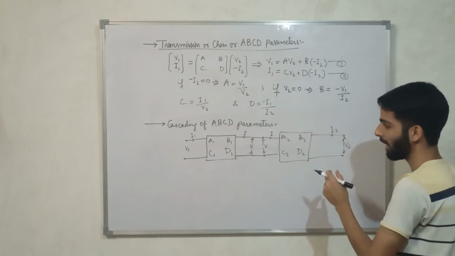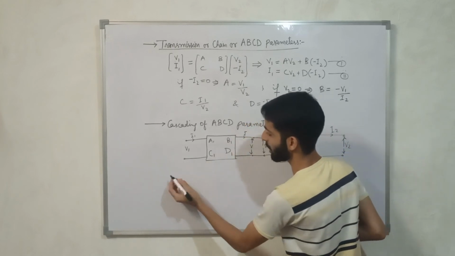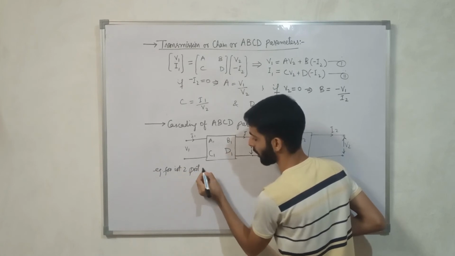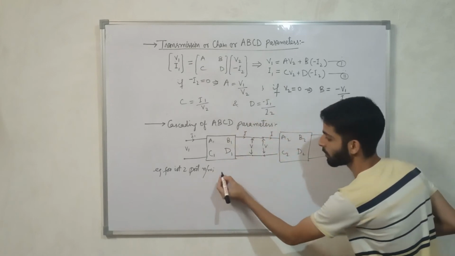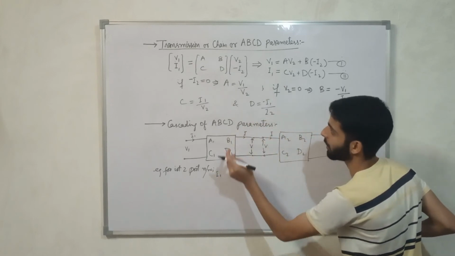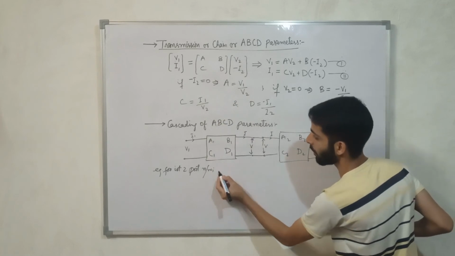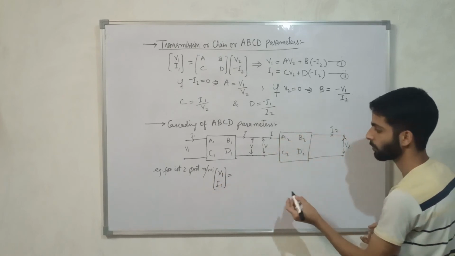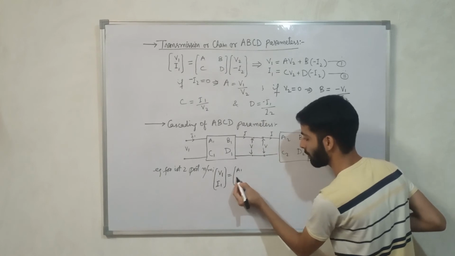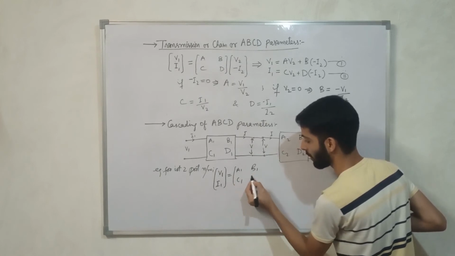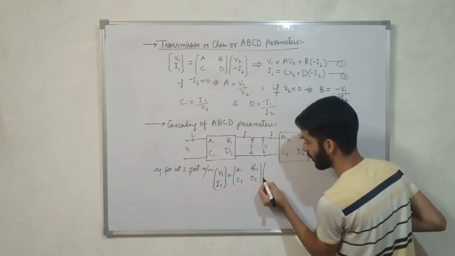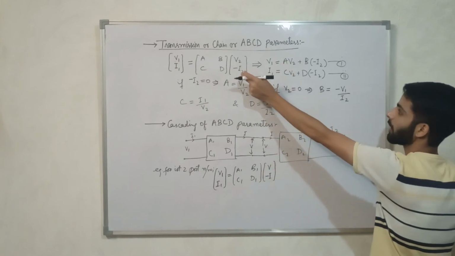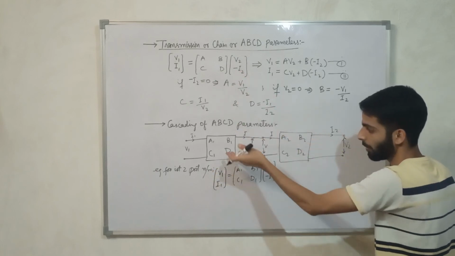Okay, in that case what will happen? The equation for the first two-port network will be [V1, I1] is equal to [A1 B1; C1 D1] multiplied by [V, minus I], because we have taken minus from here, like this one, because it is also an ABCD parameter.